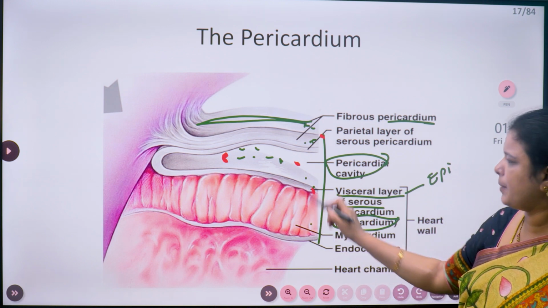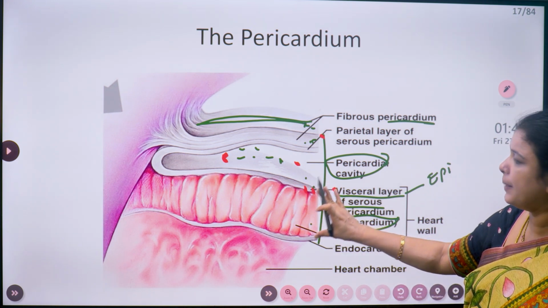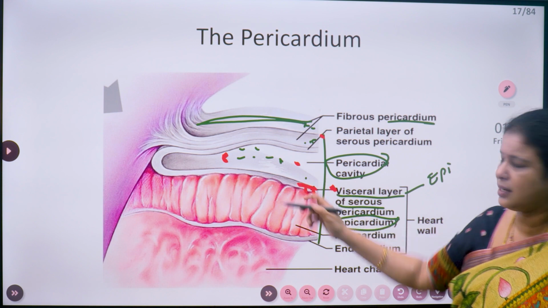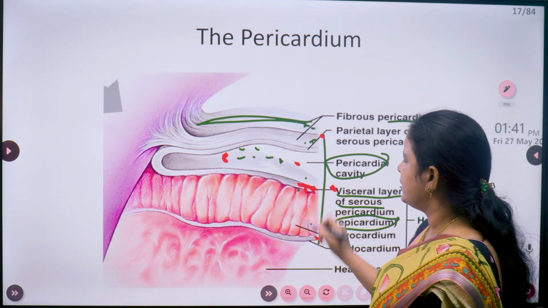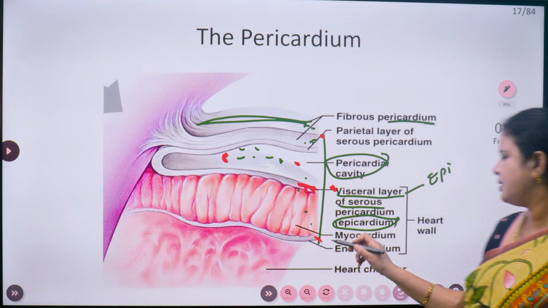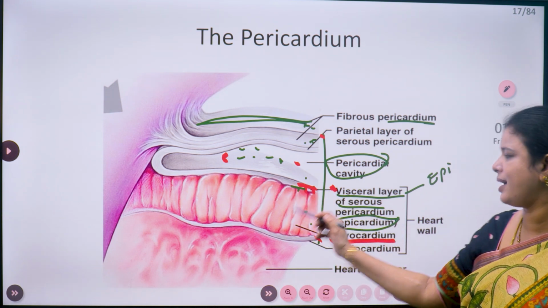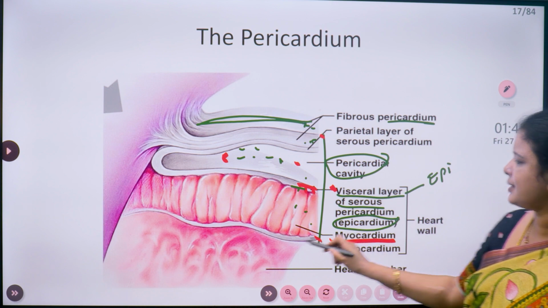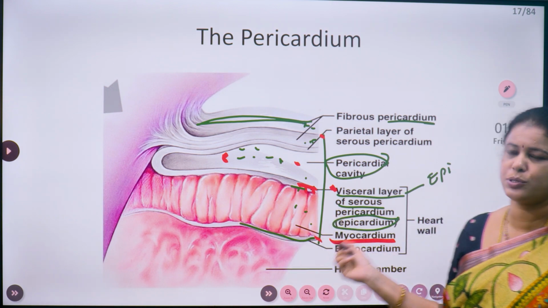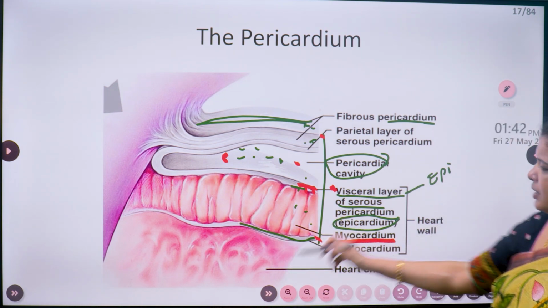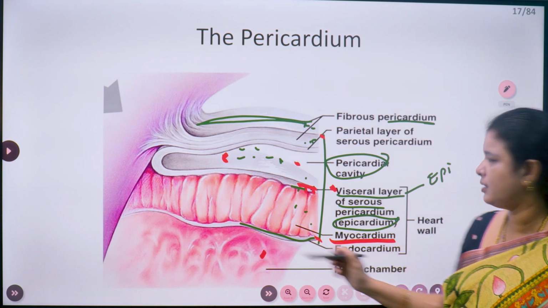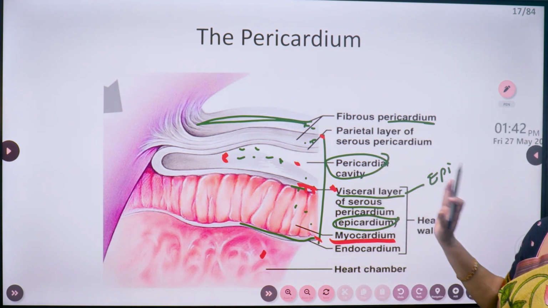And this is the myocardium, which has the bulk of the mass, the muscle mass. The myocardium comprises cardiac muscle tissue. This is the endocardium, which is the innermost layer of the heart. Inside this we have the chambers of the heart. This is about the pericardium.